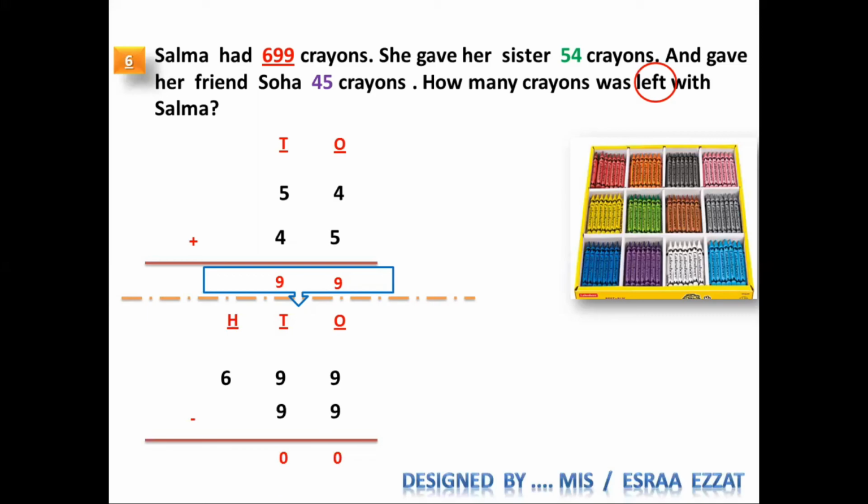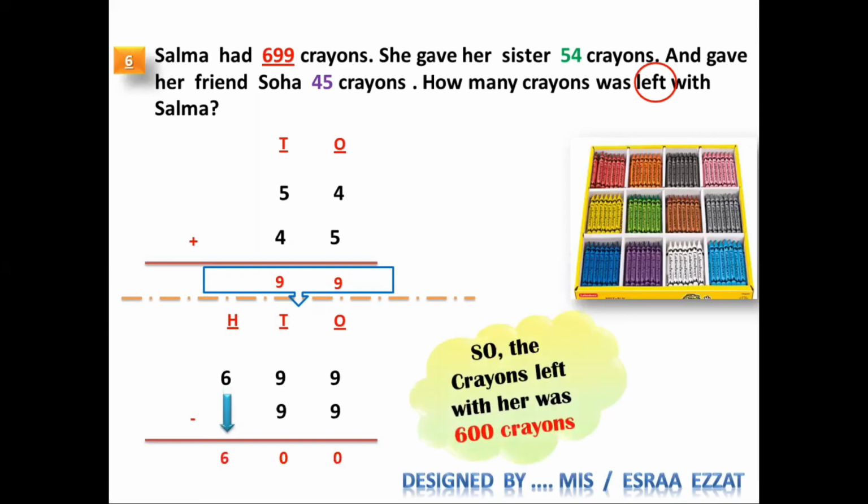Let's move to hundreds. We have here 6. And we don't have here any number below 6. So we will bring down 6 to the answer to get 600. So the crayons left with Salma were 600 crayons.